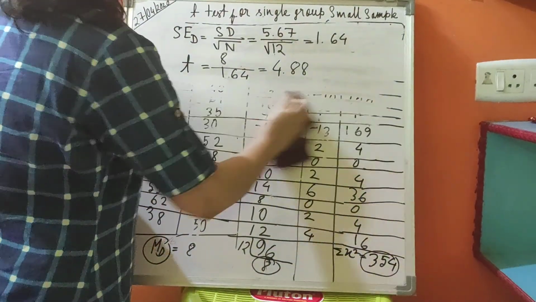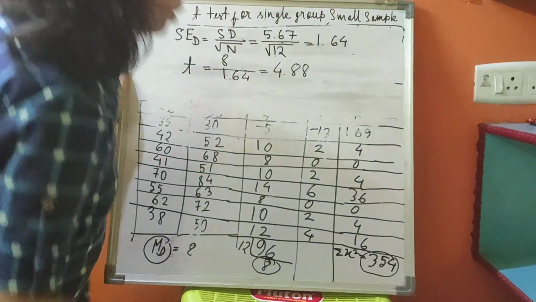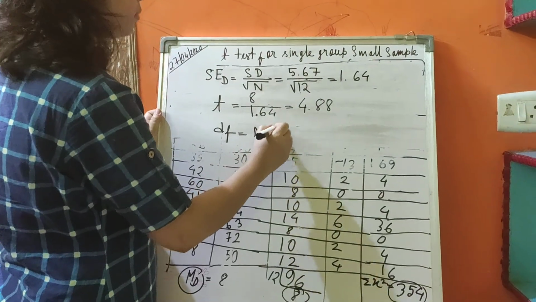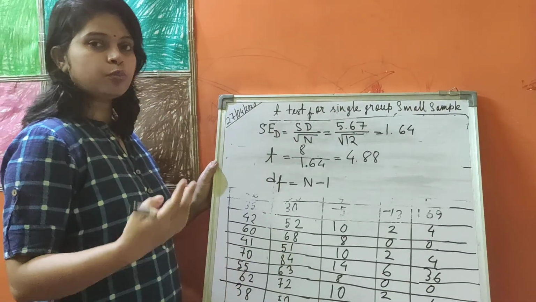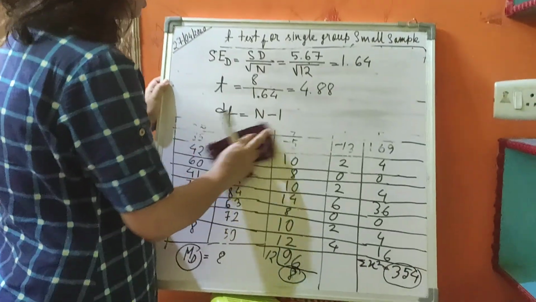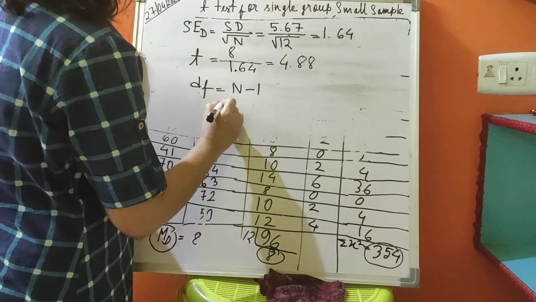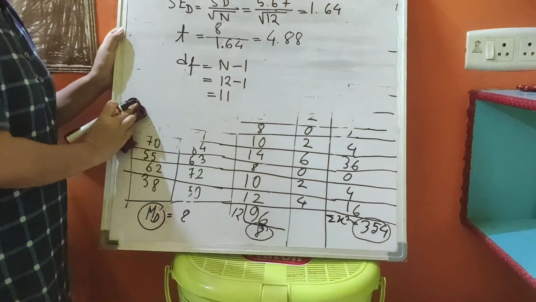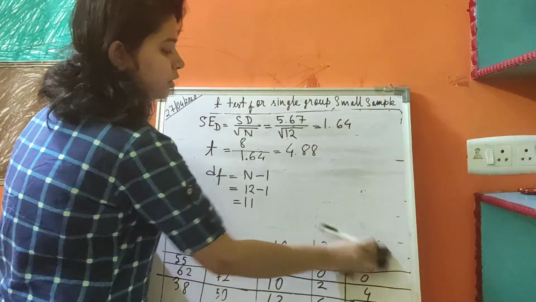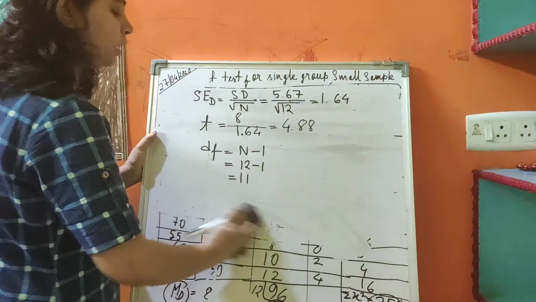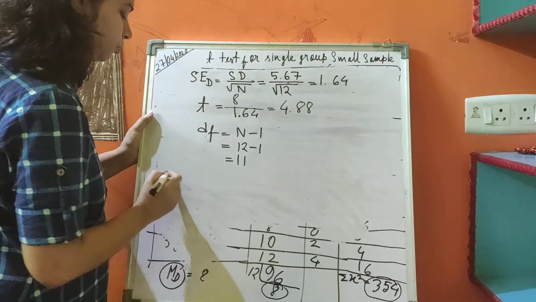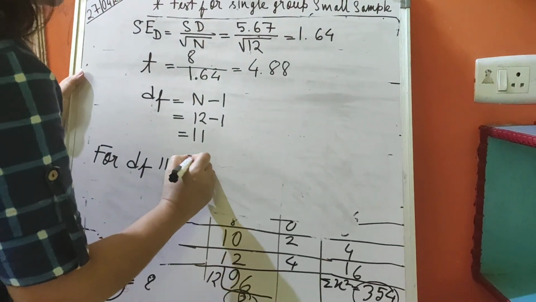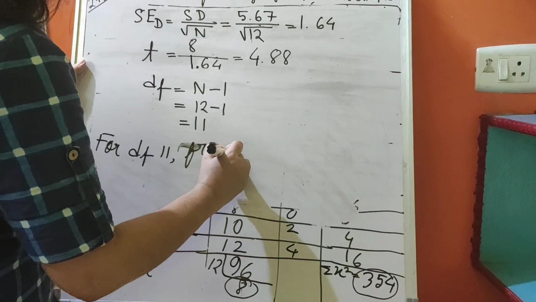Now for correlated means, the DF formula is n minus 1, because with the same group we obtain data 2 times. So it will be only n minus 1. So here DF is 12 minus 1 equal to 11. Now for 11 DF, from the T table we will check the table value of T.